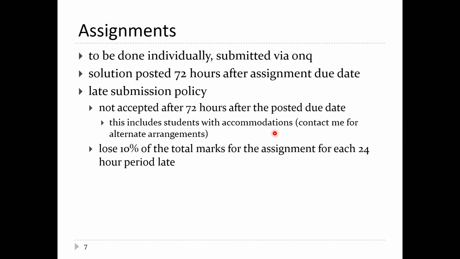Nothing is accepted once the solutions go up, and that includes students with academic accommodations. So for students with accommodations, if this doesn't work for you, you have to contact me and we'll have to arrange something else.